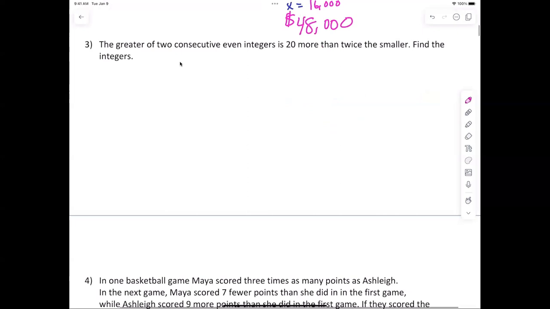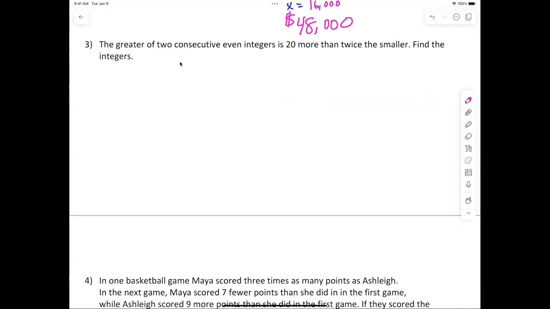It says the greater of 2 consecutive even integers. Oh my goodness, I already forgot what even means. Someone give me an example of 2 consecutive even numbers. Let's get one right today. Surrey, what? 2 and 4. 2 and 4 is an example of 2 consecutive even numbers.